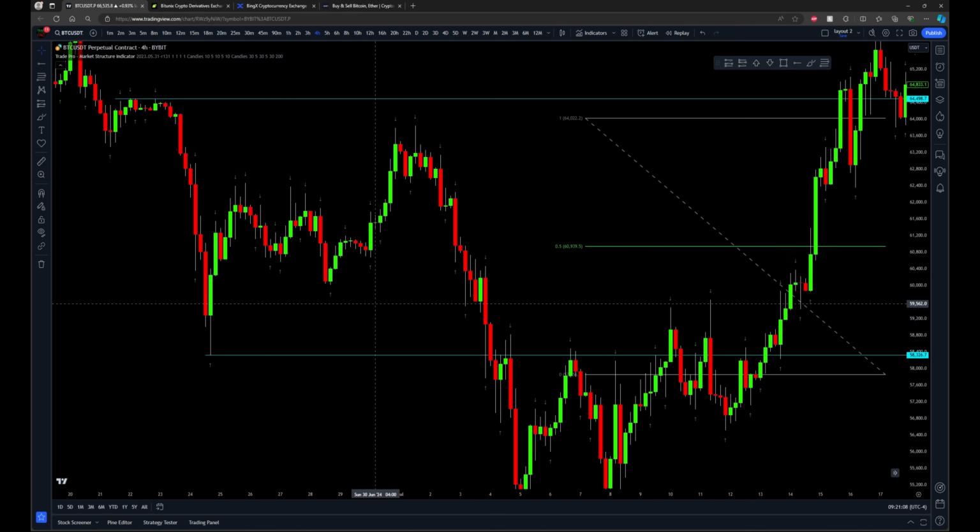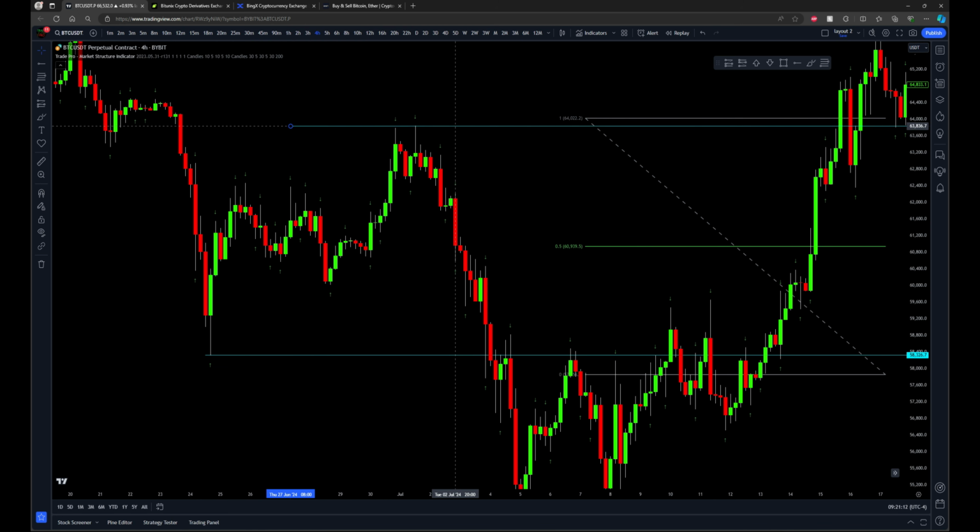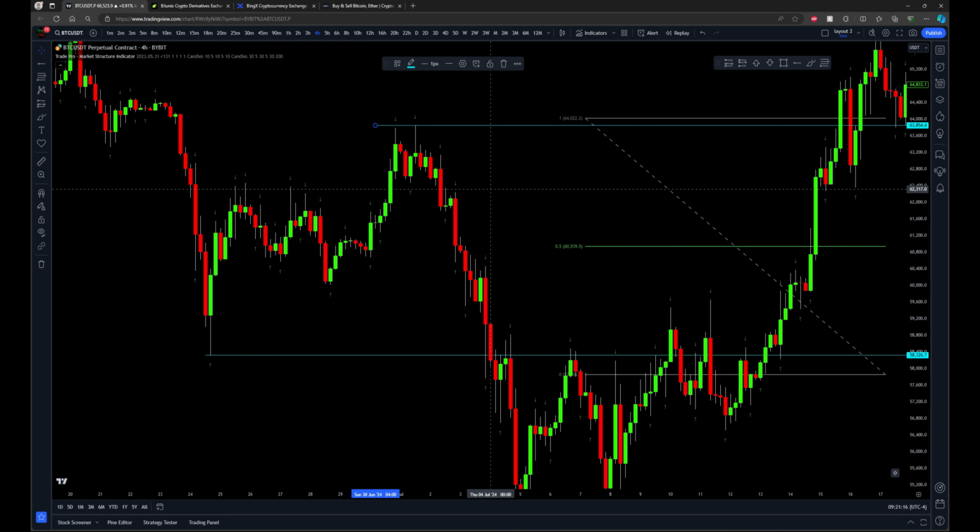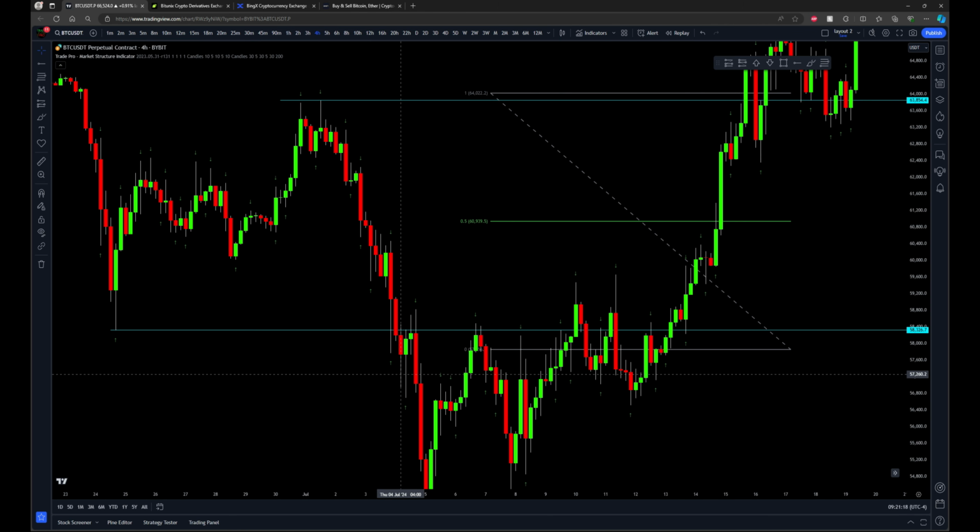So this one broke down. Where's the new high of our structure? It's right here. New high of the structure right there. We break it down on close right here on this candle.